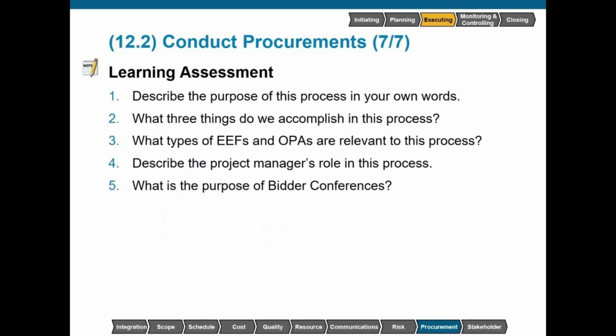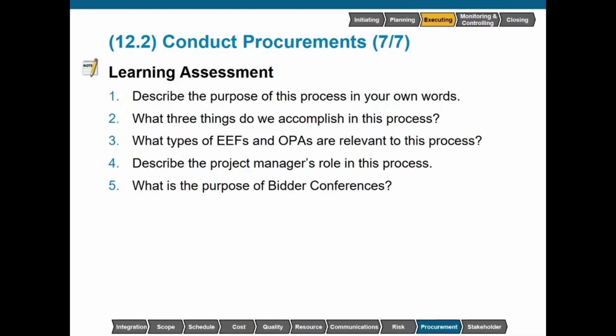Conduct procurements learning assessment. Describe the purpose of this process in your own words. The purpose of this process is to obtain goods and services from outside the project. What three things do we accomplish in this process? We have received seller responses, we have selected a seller, and we have awarded a contract.